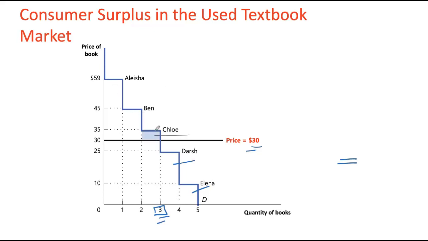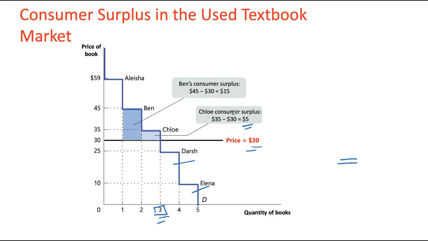So let's start with Chloe. Chloe has a consumer surplus or net gain of $5 only, which is simply the difference between her willingness to pay and the market price. Next, we have Ben. Ben wants to buy the good because he's willing to pay $45 and the price is 30, so he gets a net gain of 15. And that's Ben's consumer surplus. And lastly, we have Alicia, whose willingness to pay is $59 and the market price is 30. So her consumer surplus is $29.